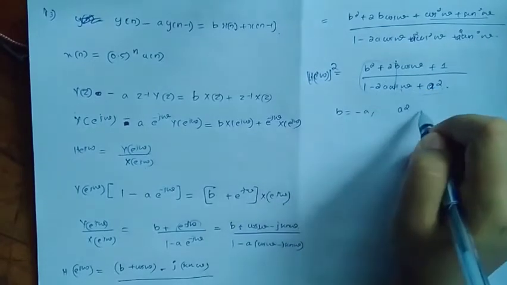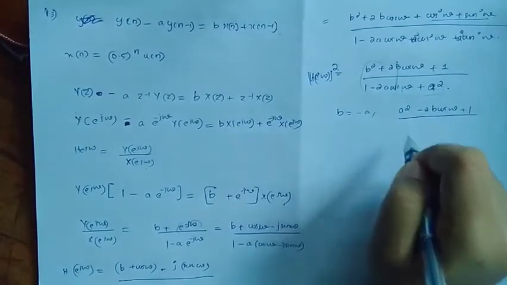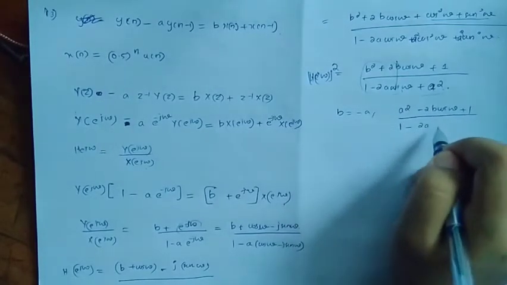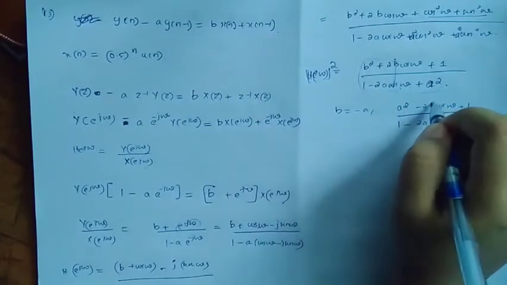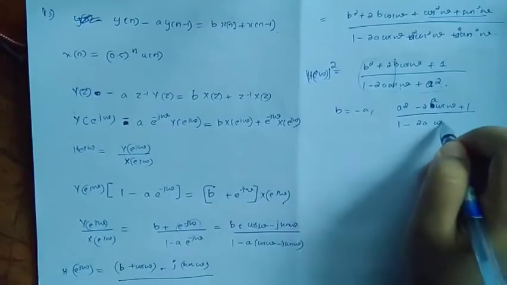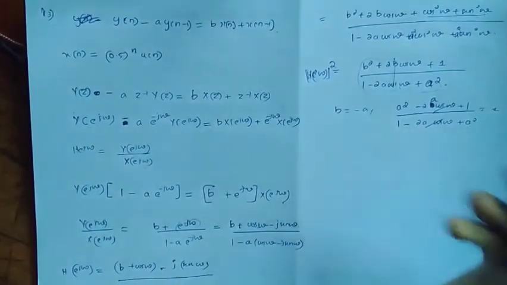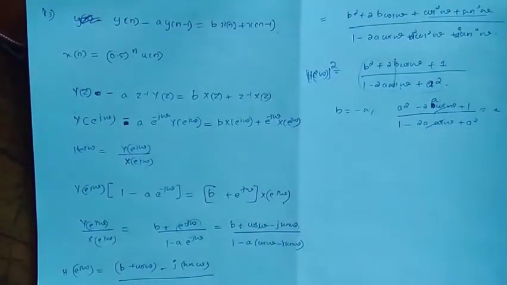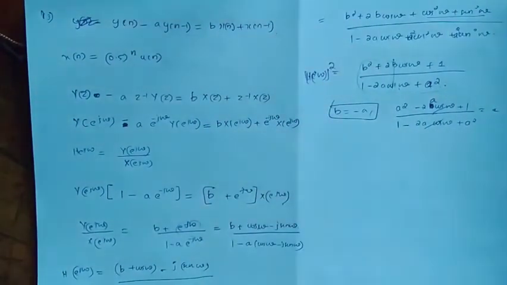a square minus 2a cos omega plus 1, divided by the denominator, which is 1 minus 2a cos omega plus a square. Instead of b I am going to write minus a. So we will get 1. So the value of b for this system to be an all-pass filter is equal to minus a. b should be equal to minus a. That's the answer. Okay. Now let's move on to the next question.